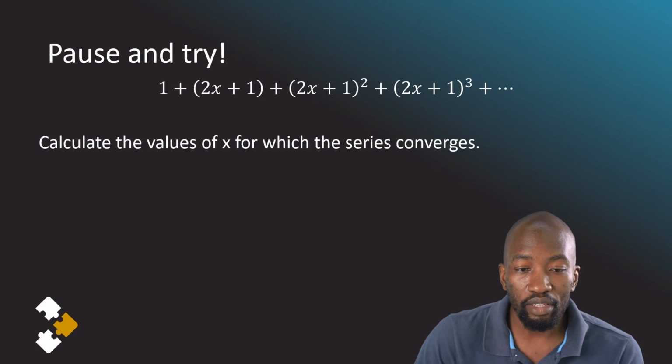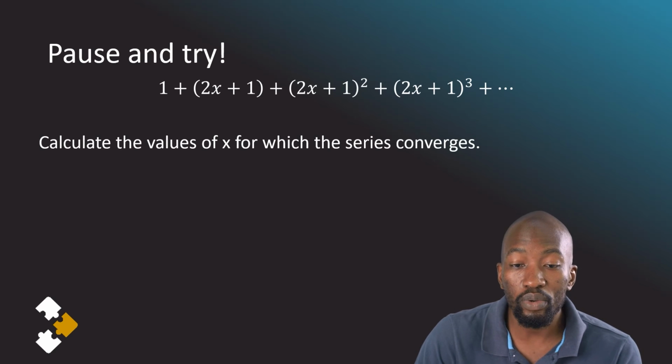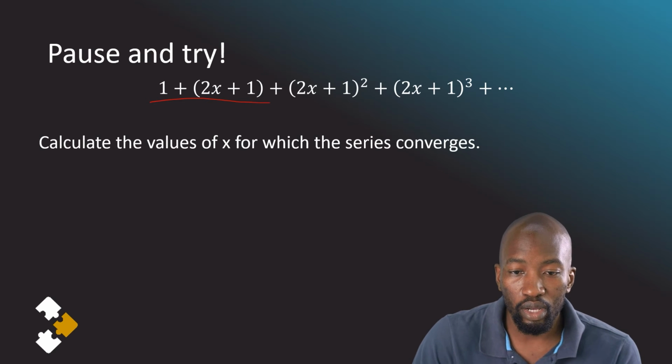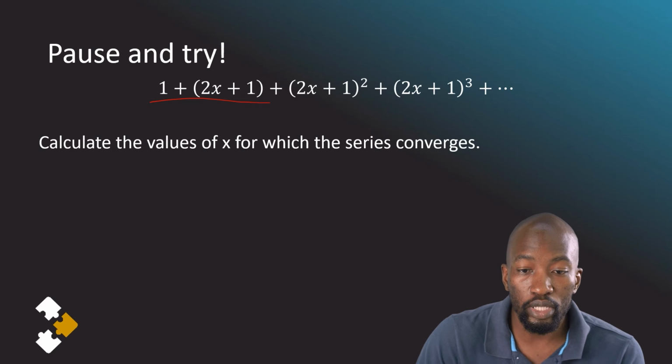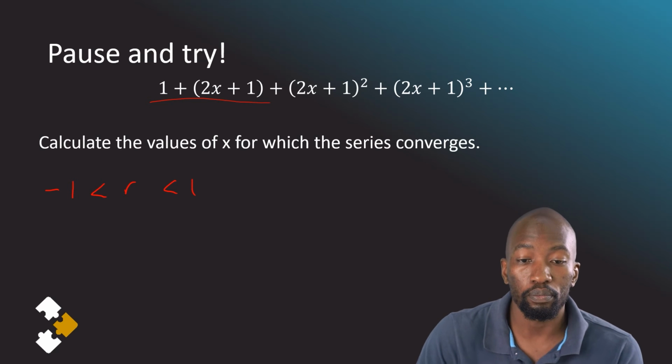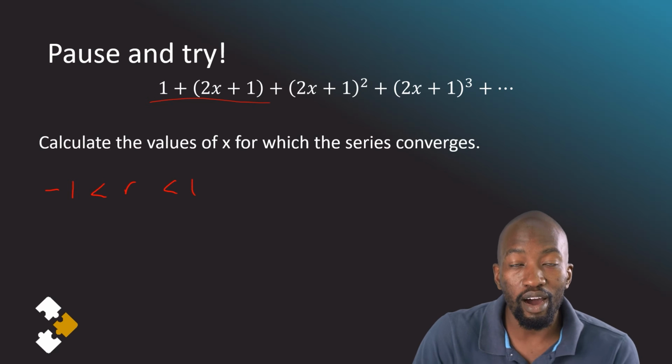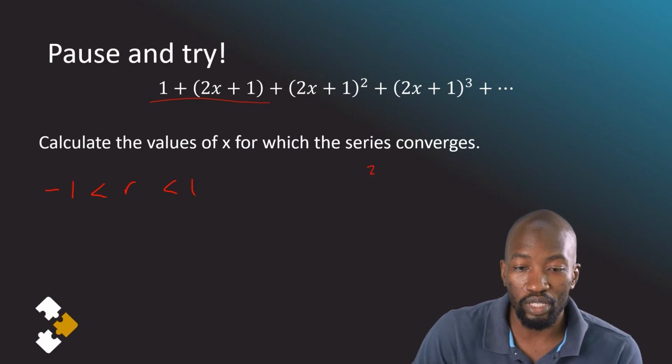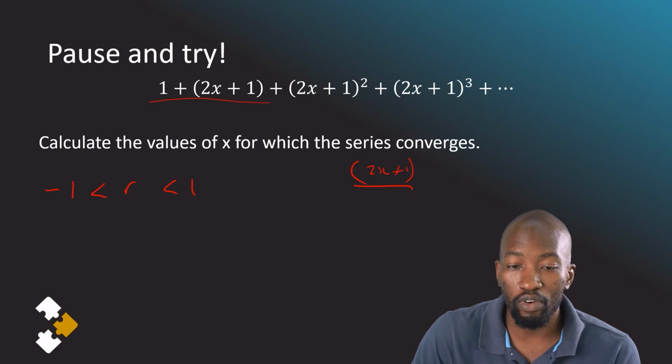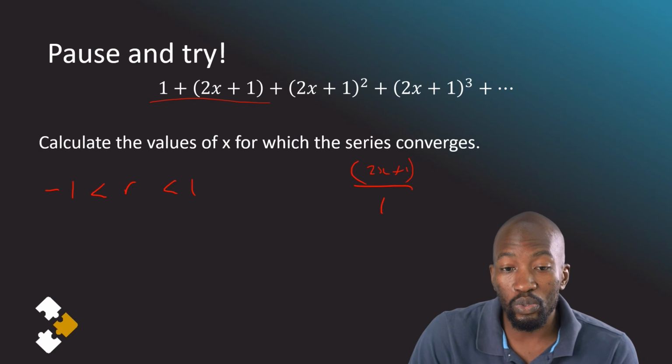So they're saying calculate the values of x for which the series converges, and they gave you that series there, right? Now all we need to remember is for a series to converge, this needs to hold true. So r must lie between -1 and 1. Now let's find r first. We know r is going to be t2 divided by t1, which is 2x plus 1 over 1. So this means that r is 2x plus 1.